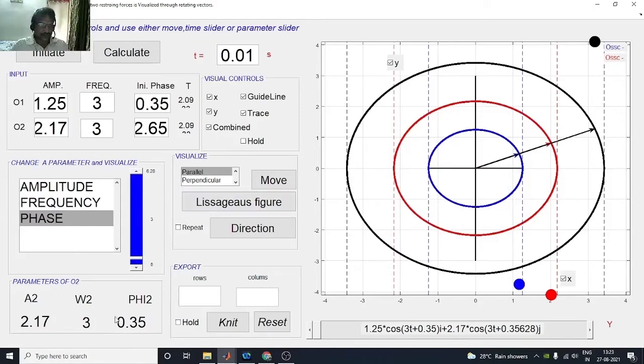So at this point, the phase is 0.35 for both the oscillators. Hence, the amplitude is maximum. Both the things are adding to give a maximum amplitude. Let us see what happens as the phase changes.